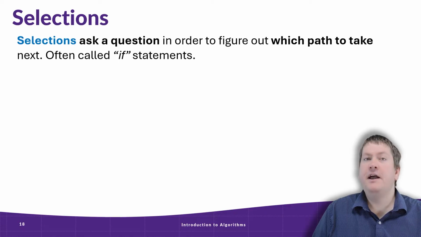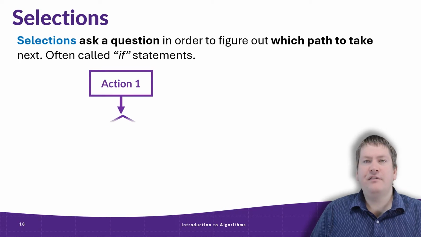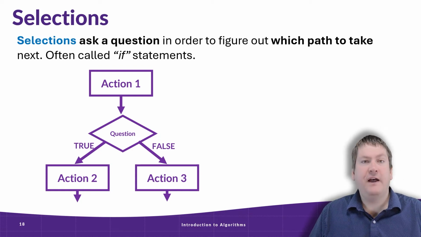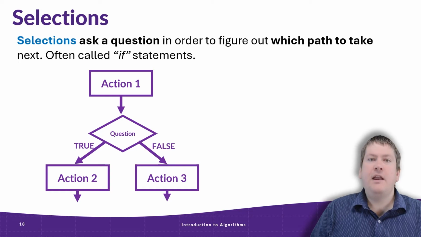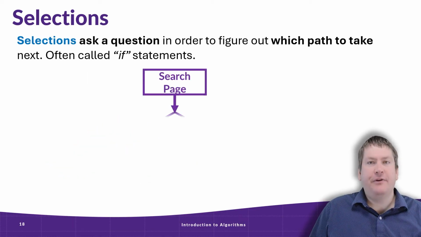Selections, on the other hand, allow us to ask questions and determine the next step based on the answer. These questions always have a true or false answer, and a different path is taken based on if the question is evaluated as being true or if it's evaluated as being false. In programming, the most common selection is the if statement, and you'll probably see this a lot in your Python code. Let's take a look at another example.